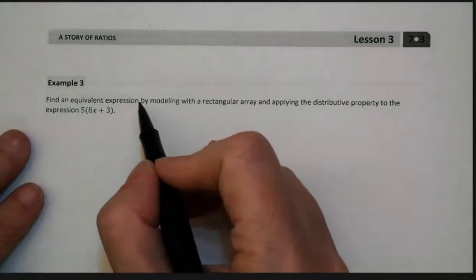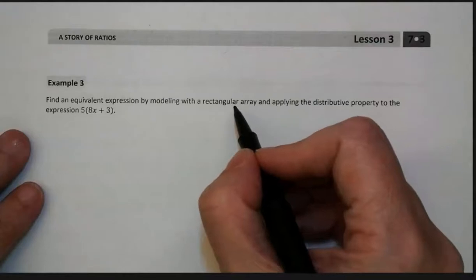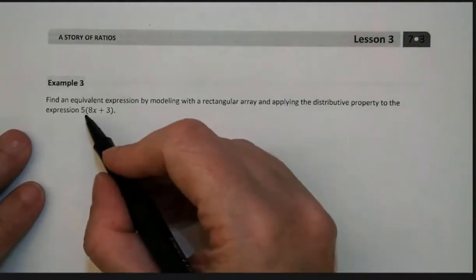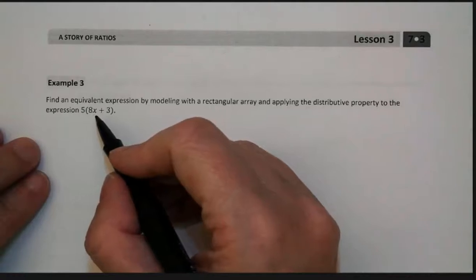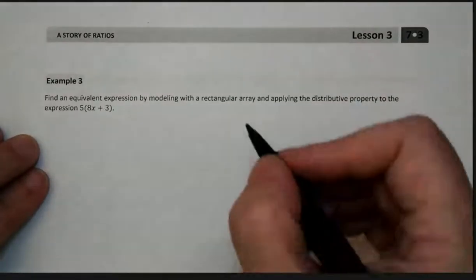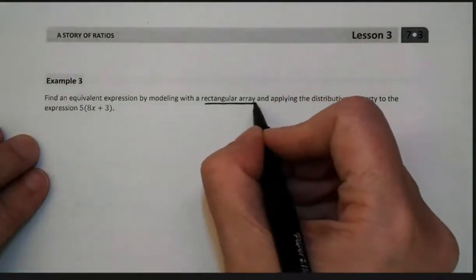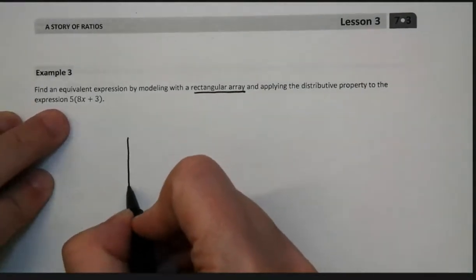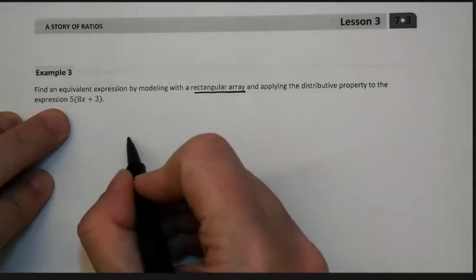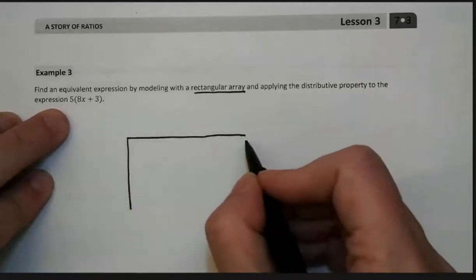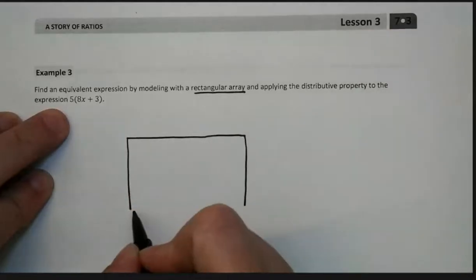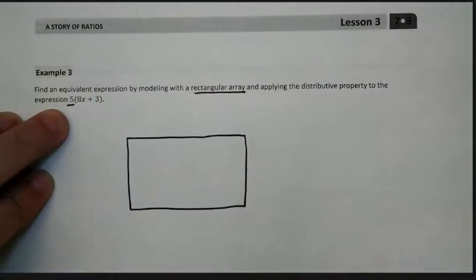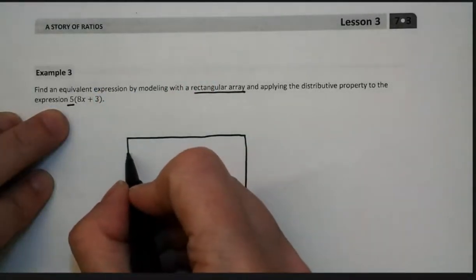Find an equivalent expression by modeling with a rectangular array and applying the distributive property to the expression 5 times the sum of 8x plus 3. So, rectangular array. So I'm going to draw my rectangle. And on one side, I have 5 units. So I'm going to split this into 5 units.